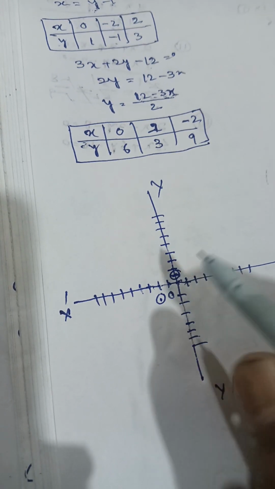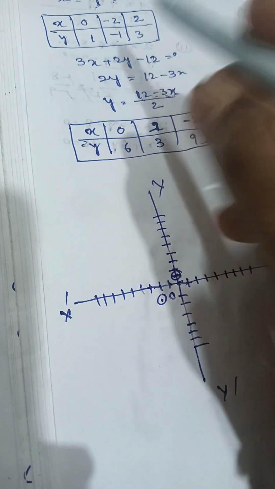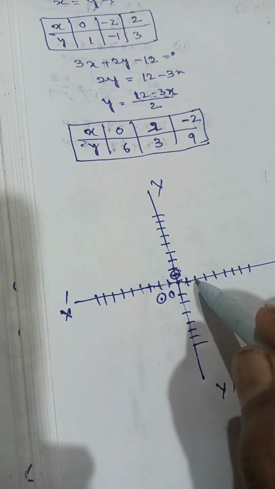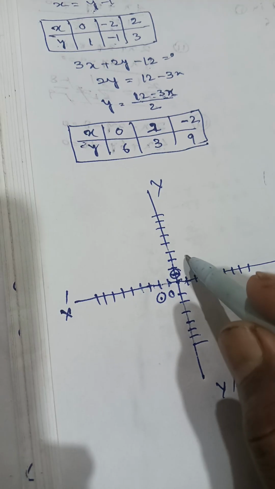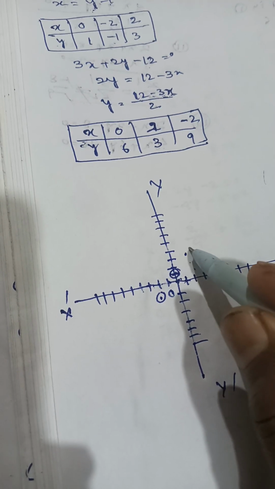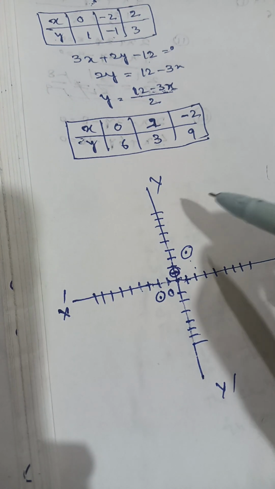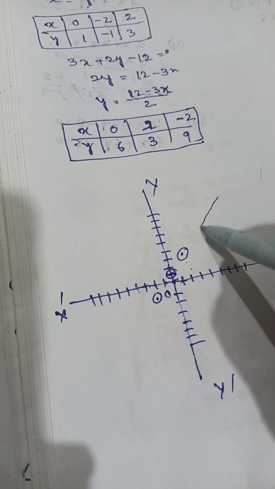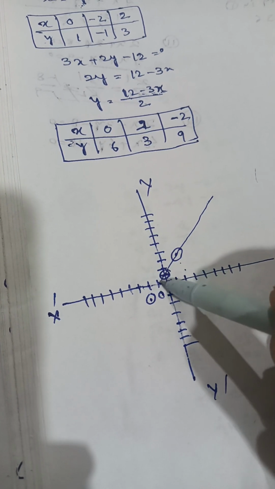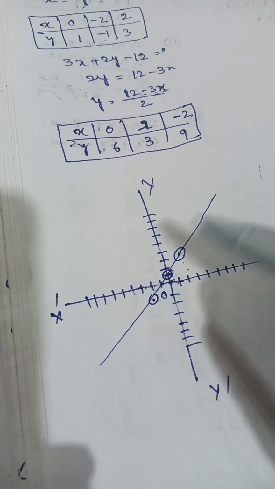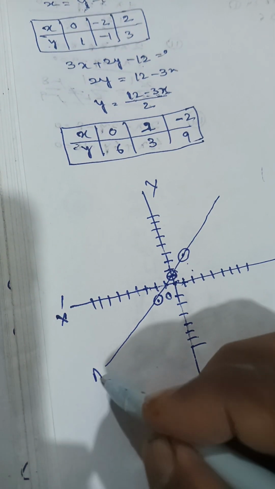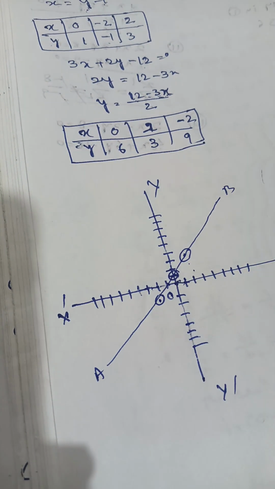This is another point. Then you see 2, 3. 2 means 1, 2, and 3 means 1, 2 and 3. These are the 3 points. You join them. This is the first graph of the equation, the first equation. You can make it as AB. AB is the graph of the equation.